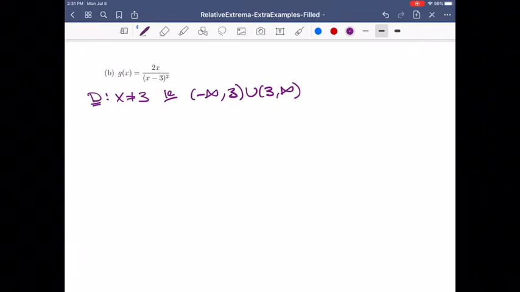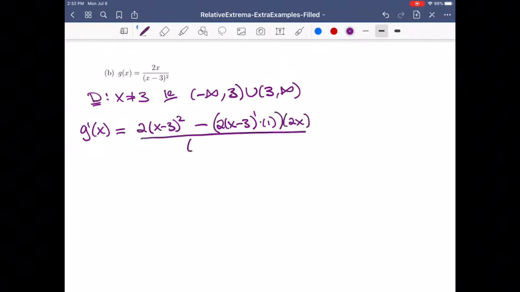Now I want to find my critical numbers. So I take g prime of x, so the derivative of the top is 2 times the bottom minus the derivative of the bottom, which is 2 times x minus 3 to the 1, times the derivative of the inside, which is 1, okay, times the top, which is 2x, all over the bottom squared.